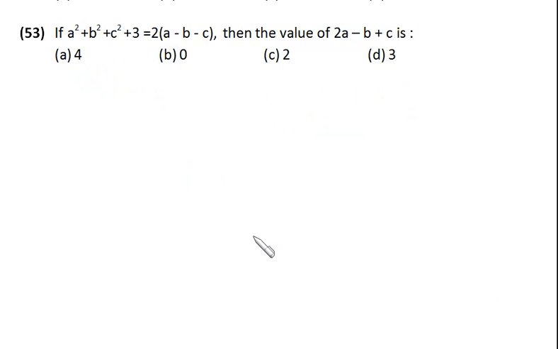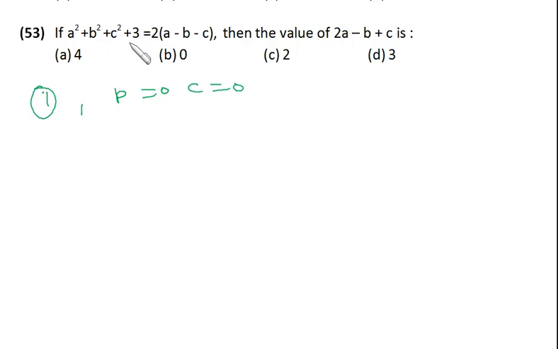Now to this problem also there are various methods to solve. a square plus b square plus c square plus 3 is equal to this, then the value of 2a minus b plus c is. Okay, the first thing, I just tell you two methods over here. The first method is just put two of them as 0. I just take maybe b is equal to 0 and c is equal to 0.